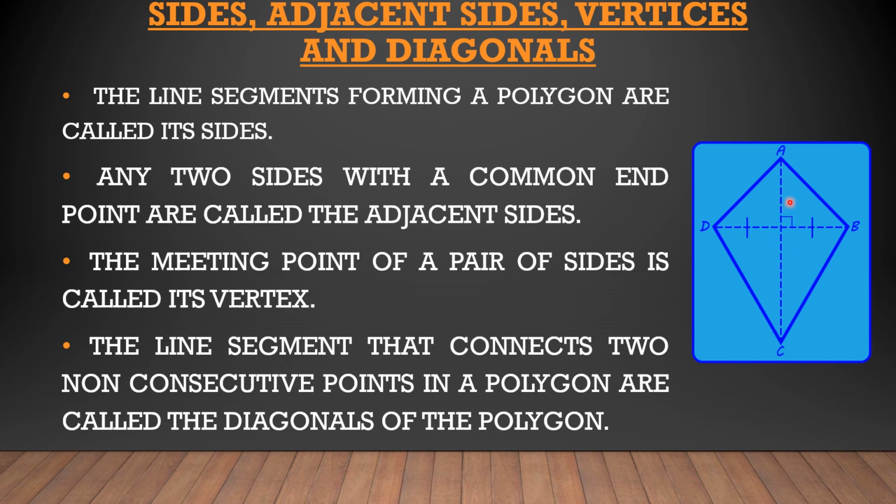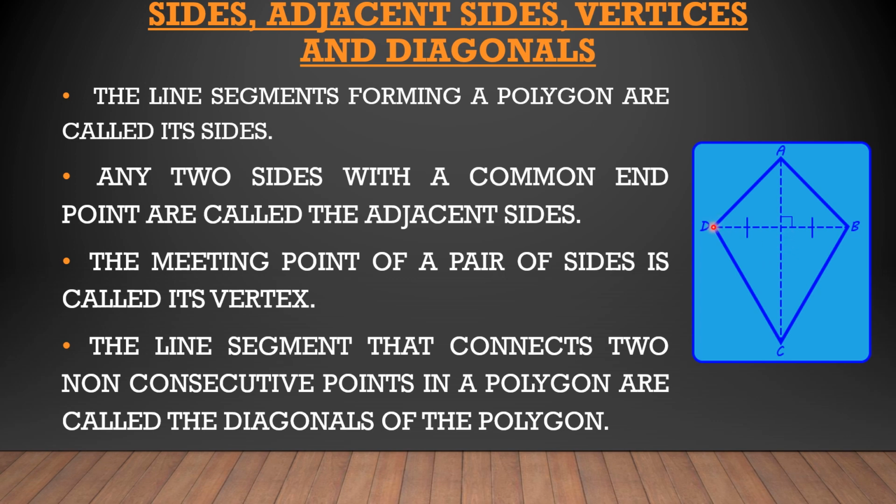So we have here four sides: AB, BC, CD and DA. Now the next point is adjacent sides. Any two sides with a common endpoint are called adjacent sides. So in this polygon we have four pairs of adjacent sides.